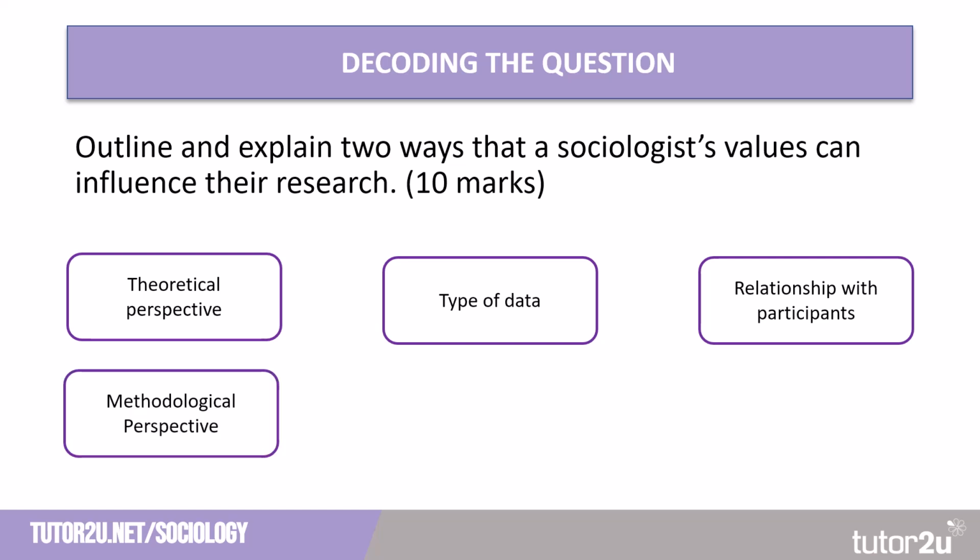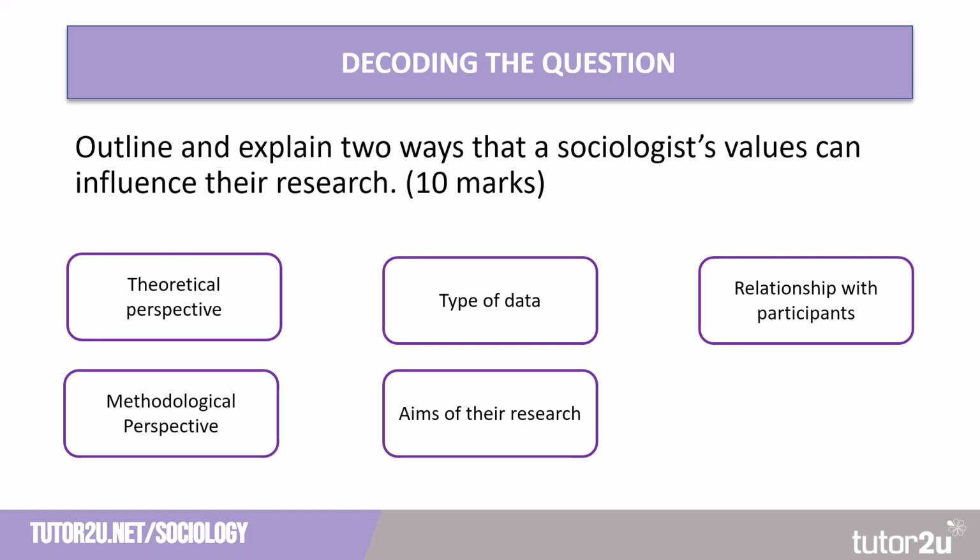Their methodological perspective. This is going to have a huge impact on their choice of methods. Positivists prefer methods that are rich in quantitative data, whereas interpretivists prefer methods that will give meaning and motivations behind people's behaviours. They're more likely to pick unstructured interviews, participant observations, for example.